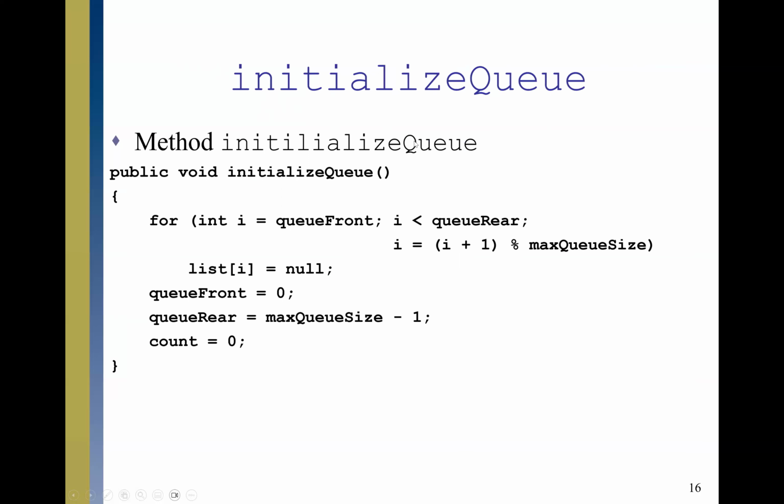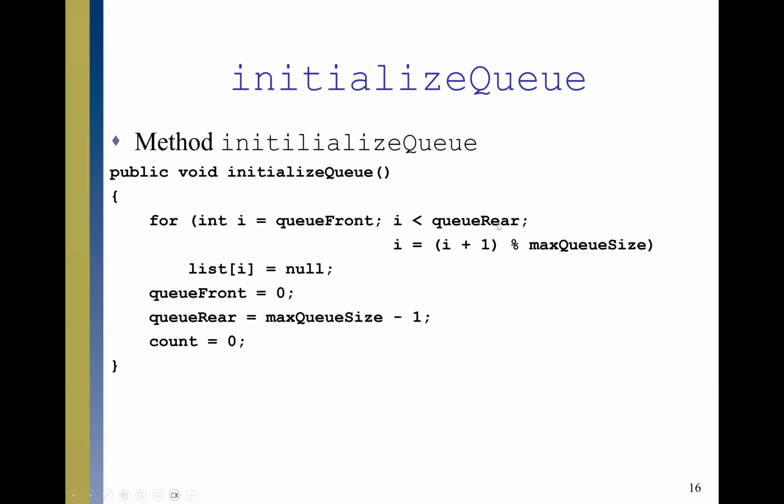Now, initialize queue also works the same as the constructor, but the concept of initialize queue is that after we use the queue for some time and have items inside, we can initialize it to the empty state. That means deleting all the items in the queue, but we are not destroying the queue. So this is the circular queue. We can see the counter starts from queue front, which is the beginning, and we don't go more than queue rear.